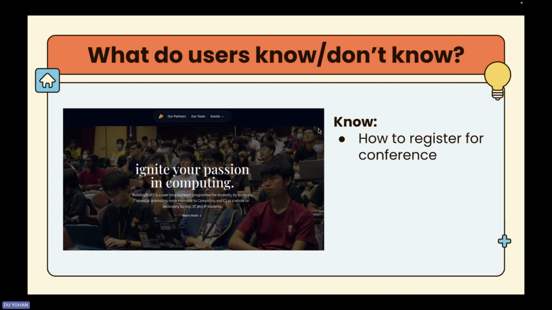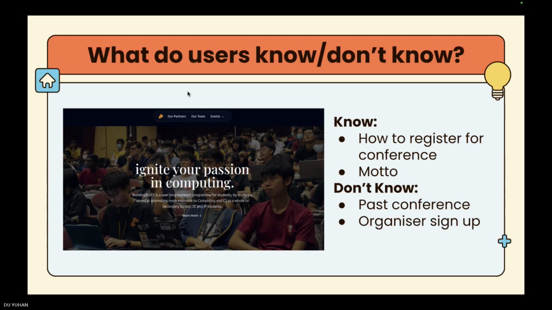So starting off, we're able to see how to register for a conference based on the events button, and through our Luma interface, users are able to register for our latest conference. We also know the motto of our organization, BBCS, as it is plastered in the middle of the page. However, some of the things we don't know will be the past conferences that we have organized, which cannot be seen from here. New organizers who want to sign up for BBCS will also not know how to sign up, as we do not provide an option on this website currently.